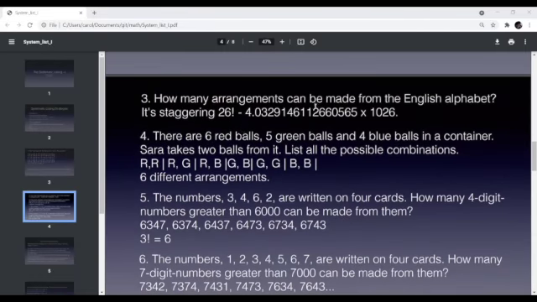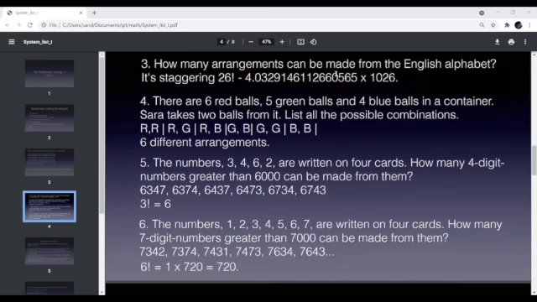In how many arrangements can be made from the English alphabet? It's 26 factorial. There are 6 red balls, 5 green balls and 4 blue balls in a container, and Sarah takes 2 balls from it. List all the possible combinations. Red red, red green, red blue, green blue, green green, and blue blue. And there are 6 different arrangements.